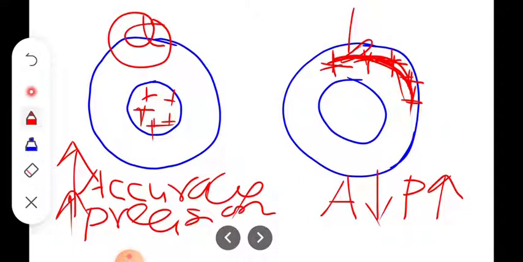Okay, and in case of the second image or second diagram, we can say that the archer has missed the bullseye, but the arrows he has marked on the target board have very little distance between each other. That's why we can say that the precision is higher. Okay, understood all of you?